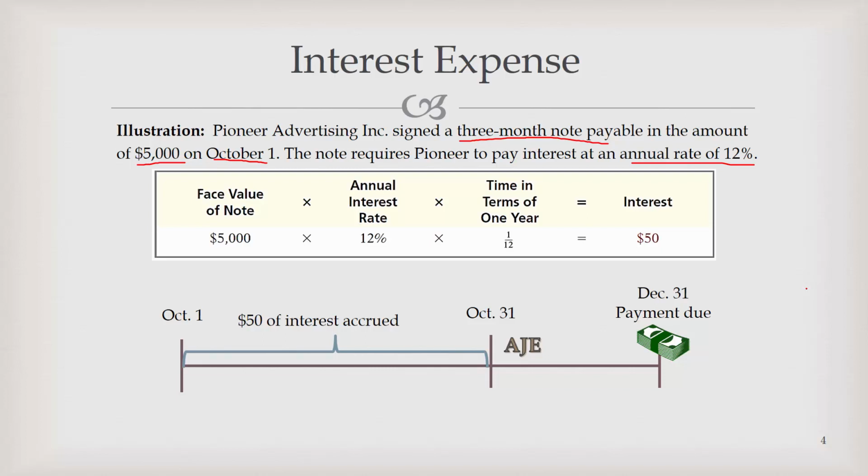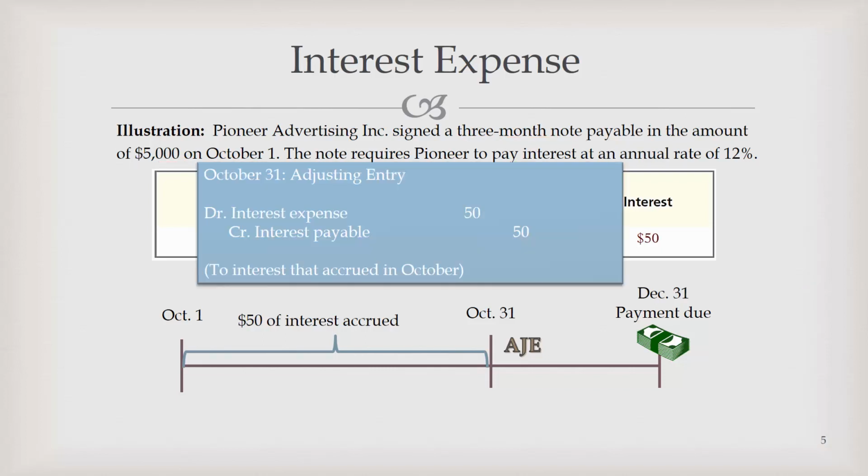Therefore, on October 31st, our adjusting entry would be a debit to interest expense and a credit to interest payable. And they would do the same entry for the $50 at the end of November and at the end of December, and then they would pay it right on December 31.